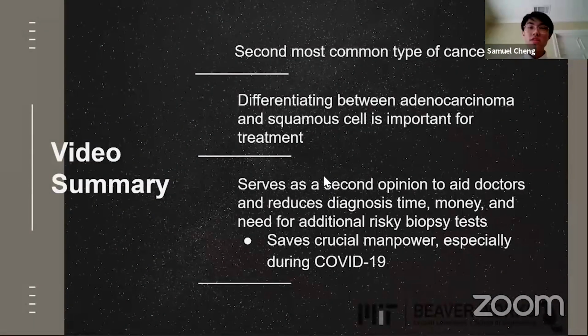Since lung cancer is such a common type of cancer, we designed our algorithm to help mitigate the need for a second opinion from another doctor. This would in turn help reduce cost, diagnosis time, and the need for additional risky biopsy tests. Especially during this COVID pandemic, where every available assistance is needed for COVID testing, quicker diagnoses can help those in critical danger due to lung cancer receive their needed attention in even less time.